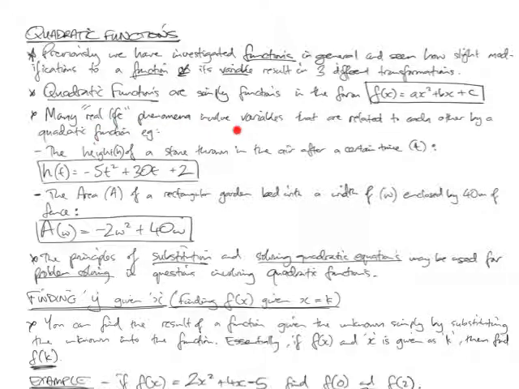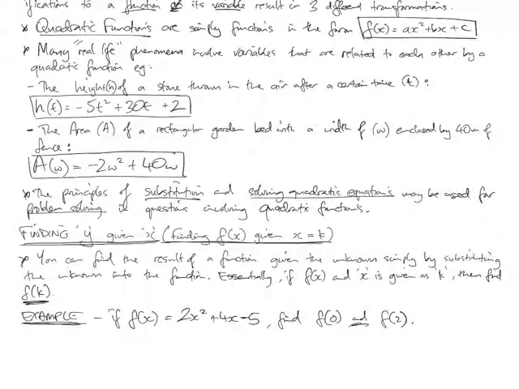Why? Because many real-life phenomena involve variables related to each other using a quadratic function. For example, let's say you found the function of the height h of a stone thrown in the air after a certain time t. This turns out to be a quadratic, because the path of a stone is going to be a parabola, right? So h, the height over a given time, is going to be h = -5t² + 30t + 2. That's not the function of the height of a stone in general. That's for this particular stone being thrown. But that's just an example of how real-life phenomena could be represented by a quadratic function.